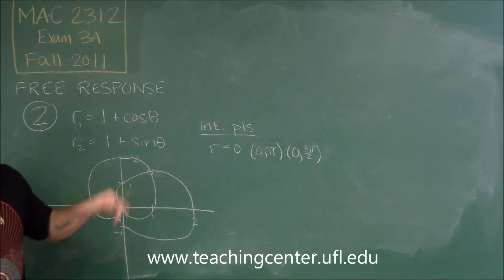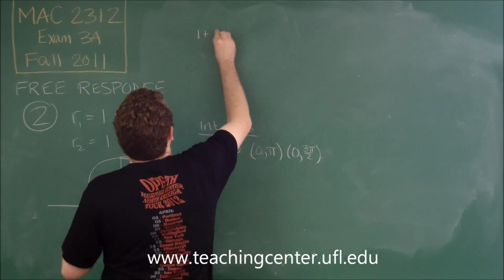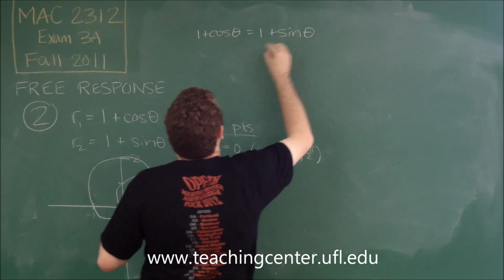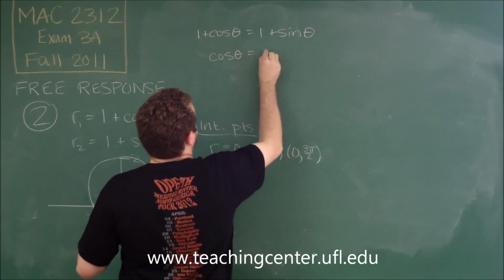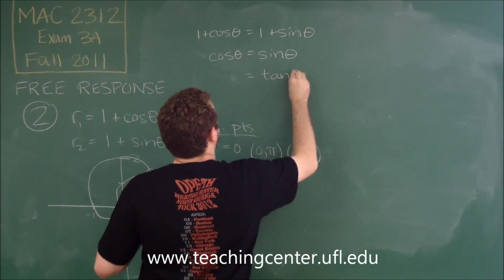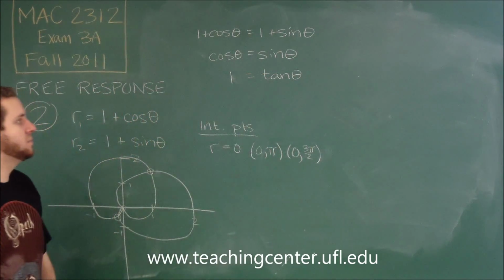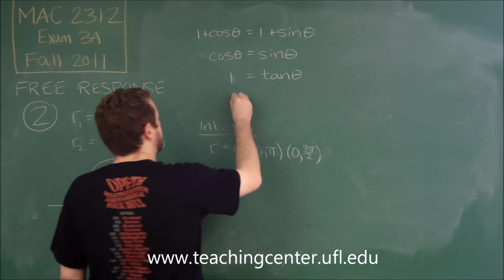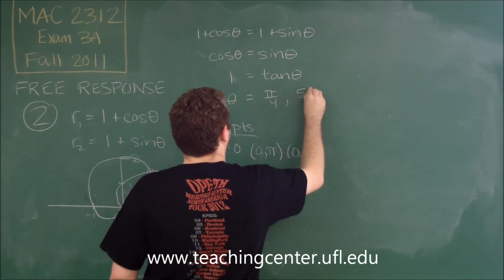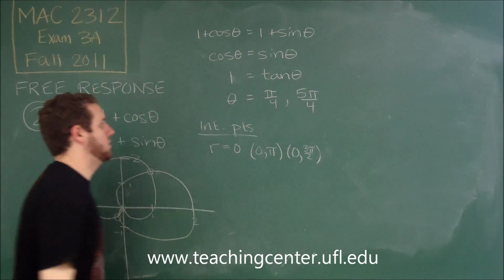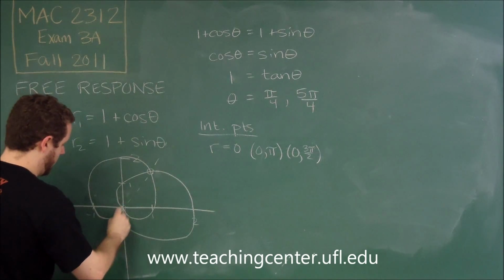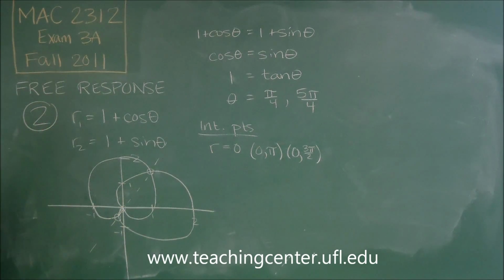To get these other points of intersection, we can set them equal to each other. So if we say 1 plus cosine theta has to equal 1 plus sine theta, that means cosine theta equals sine theta. We can get rid of the 1's from both sides. And that means tan theta equals 1. Where does tan theta equal 1? That's when theta equals pi over 4 and 5 pi over 4. You can see that aligns well because we have pi over 4 and then it's opposite 5 pi over 4.